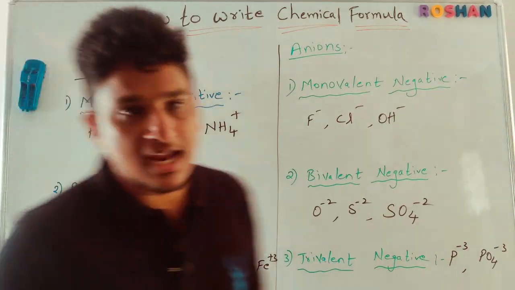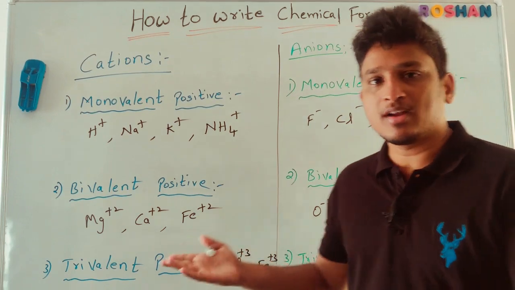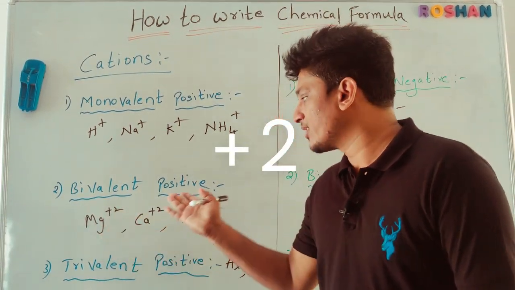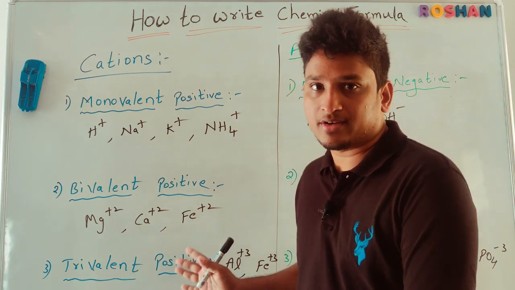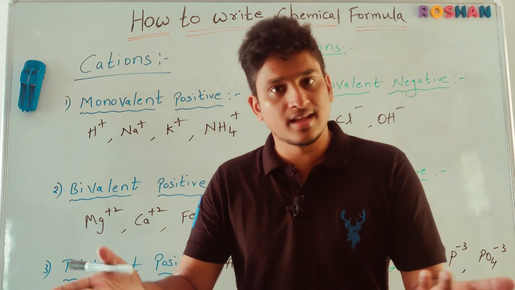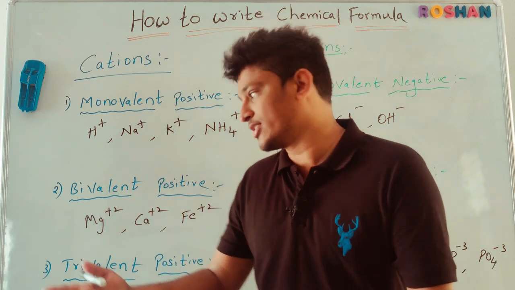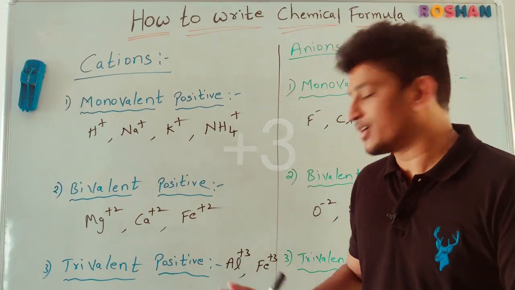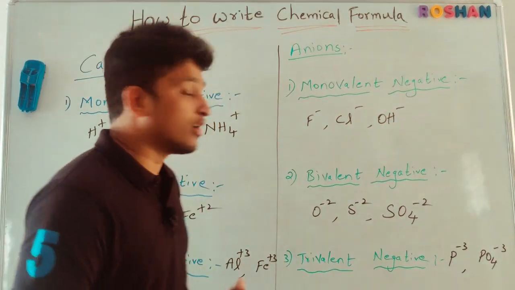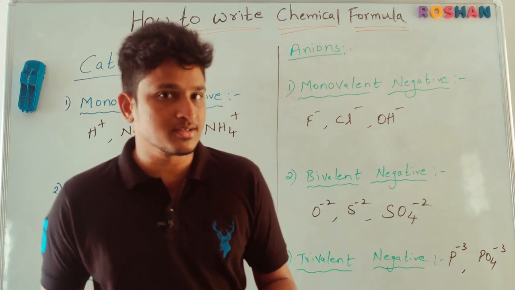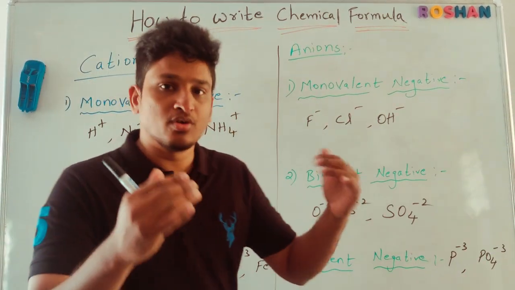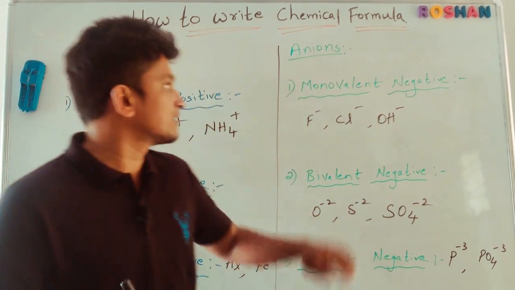Look here, bivalent positive ions. What's the meaning of bivalent? They all have +2 charge. Magnesium ion, calcium ion, Fe+2, ferrous ion, yes or no? +2 charge. So bivalent, also called divalent, both are the same. Next, trivalent positive ions: aluminium ion, ferric ion Fe+3. All these ions have +3. Not only +3, students, even tetravalent and pentavalent ions are there. But the main examples are mono, bi and tri, so we'll focus on these three types.